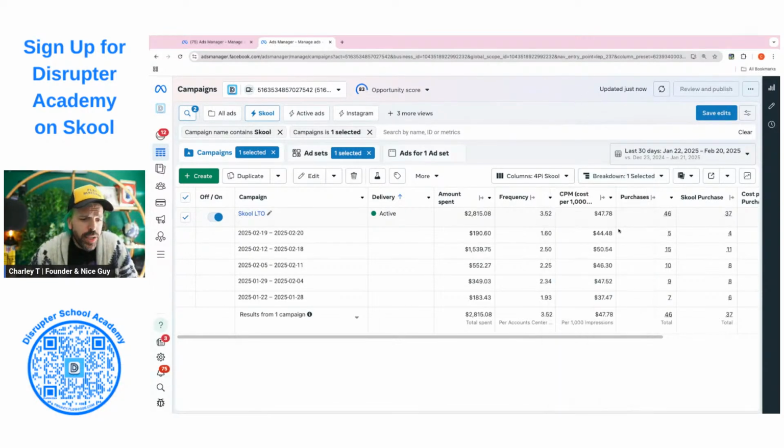So if we look at this, looking at the spend, we went from 183 to 1,500 in a matter of weeks. Now, full disclosure, we have scaled back a little bit. And that's one of the things I really want to talk about today.